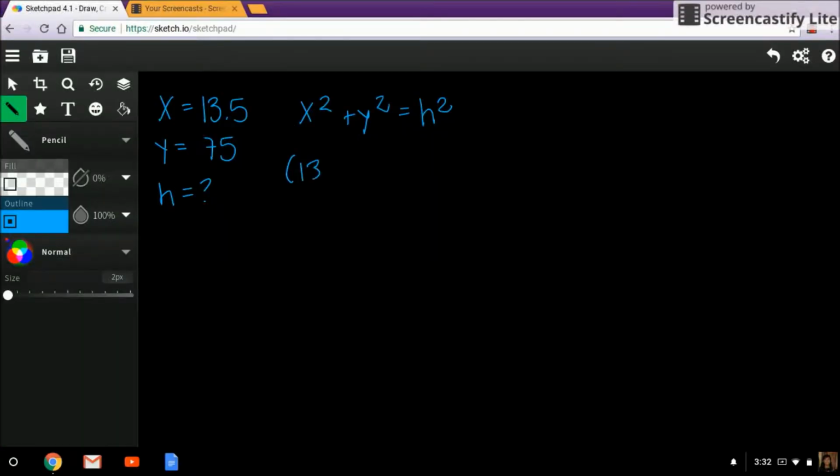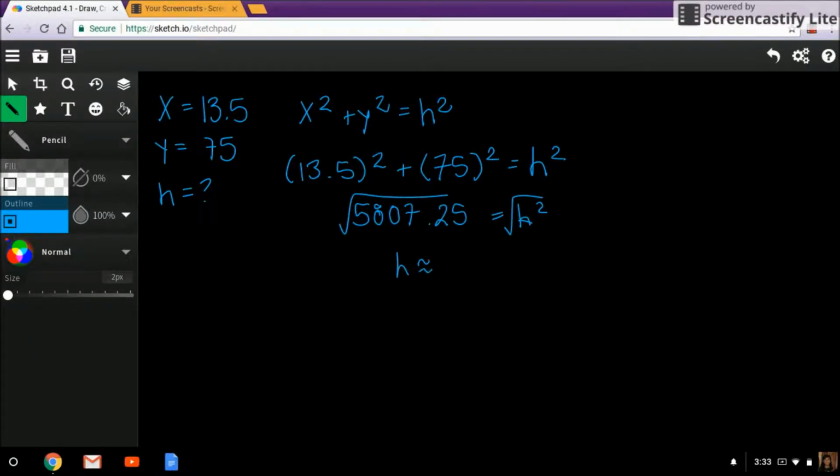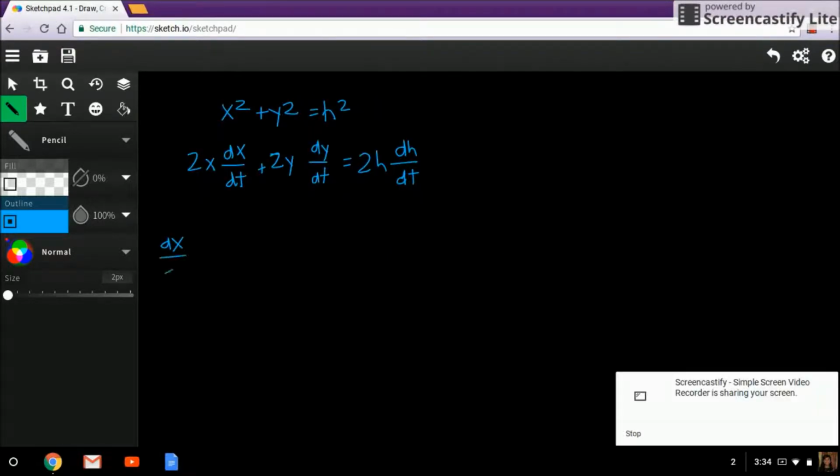Now Megan is in the middle of the baseline, which is 13.5 feet, and wants to hit 75 feet away from her. This forms a right triangle. We want to find h, so we can use the Pythagorean theorem to solve for h, so we can use implicit differentiation. We will now begin implicit differentiation.